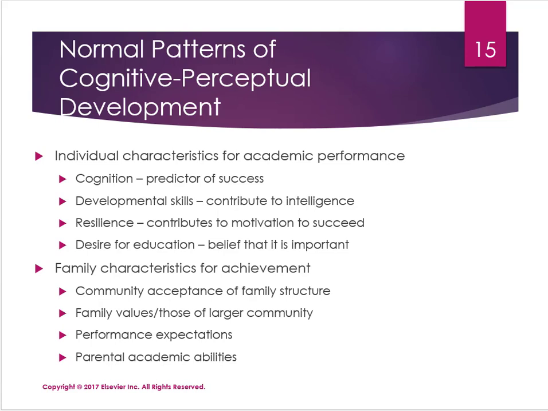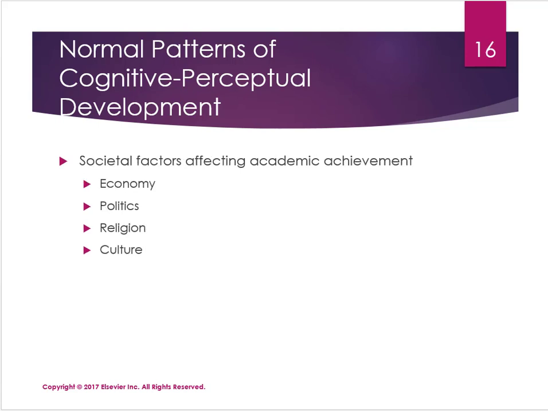There are also family characteristics that are important for a child's success. These include community acceptance of the family structure, family values, performance expectations, and parental academic abilities. Social factors also can impact academic achievement, and these include economy, politics, religion, and culture.